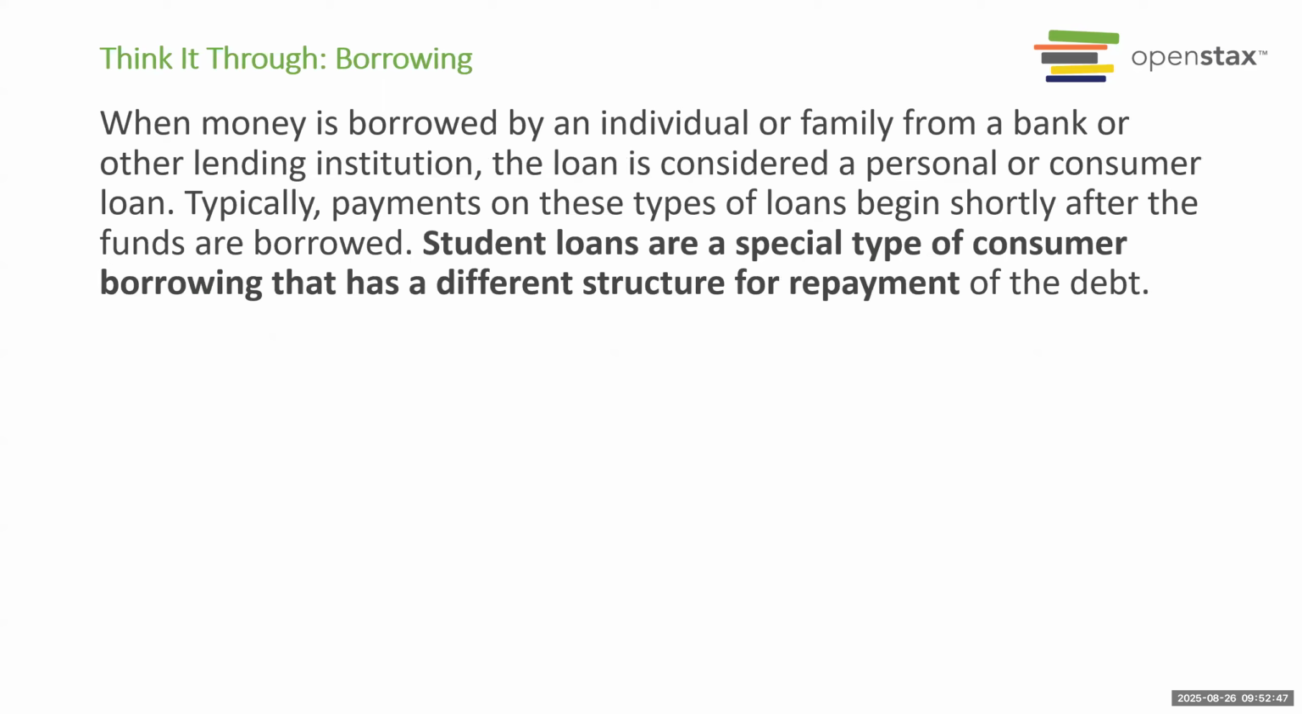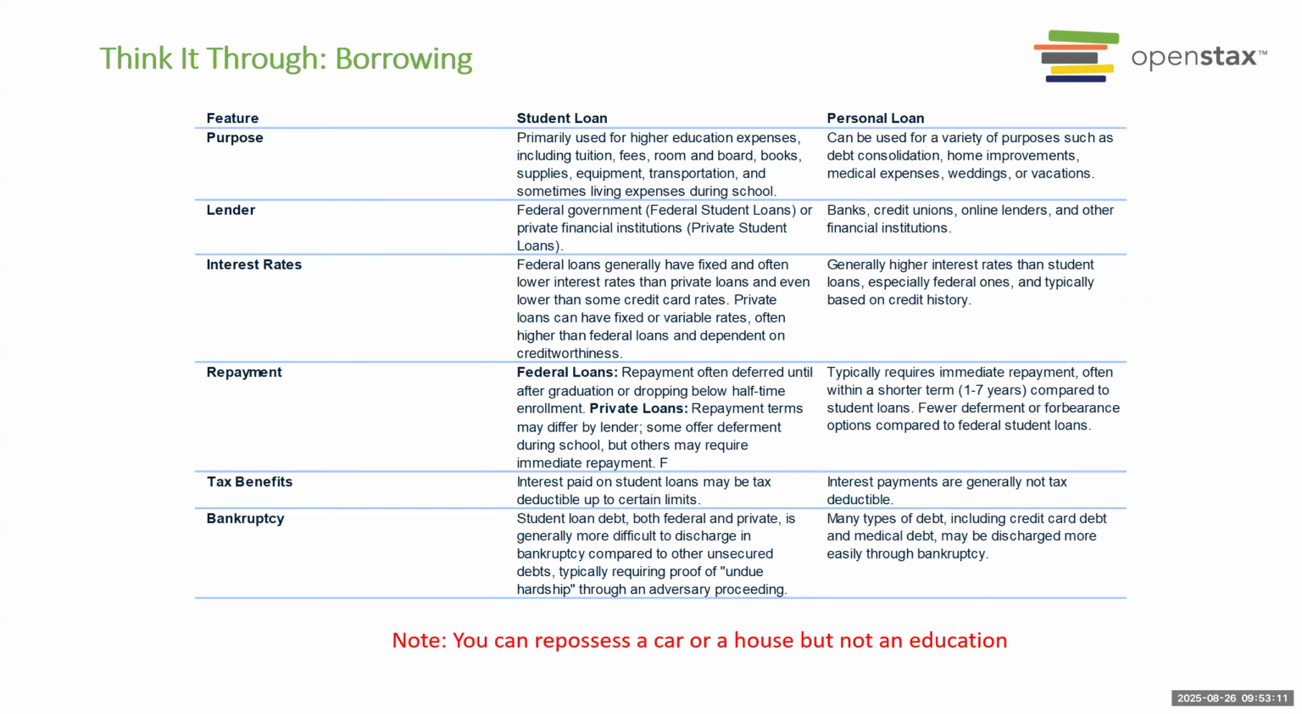Okay, borrowing. When money is borrowed by an individual or family from a bank or other lending institution, the loan is considered a personal or consumer loan. Typically, payments on these types of loans begin shortly after funds are borrowed. But student loans are a special type of consumer borrowing that has a different structure for repayment of the debt. In brief, I broke out the difference between a student loan and a personal loan.